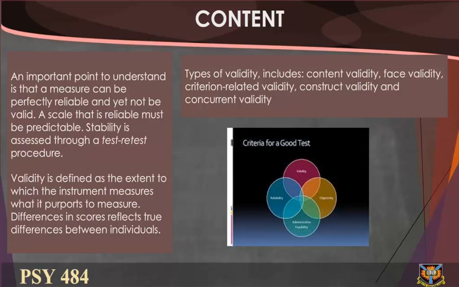Validity is defined as the extent to which the instrument measures what it purports to measure. Differences in scores reflect true differences between individuals. Types of validity include content validity, face validity, criterion-related validity, construct validity, and concurrent validity.